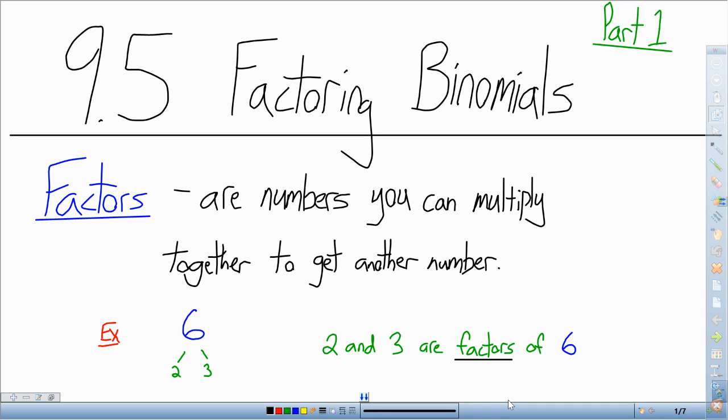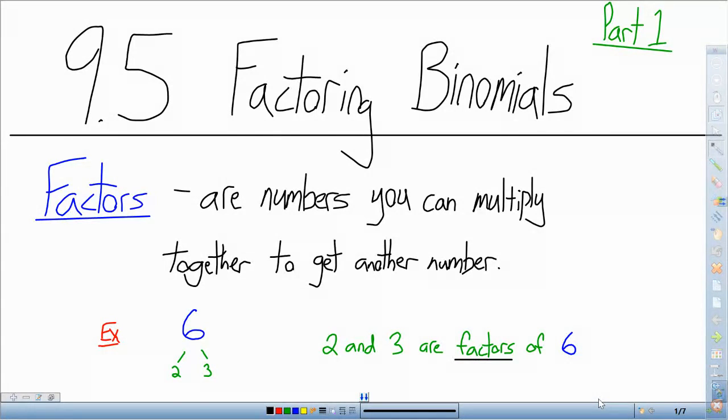Hello, everybody. So we're looking at 9.5 factoring binomials, part one. This is the first section where we're getting into what is called factoring. We're going to be factoring our polynomials, starting with a binomial. So first things first, just get this simple definition of what factors are and this first simple example, and then we'll get into it.